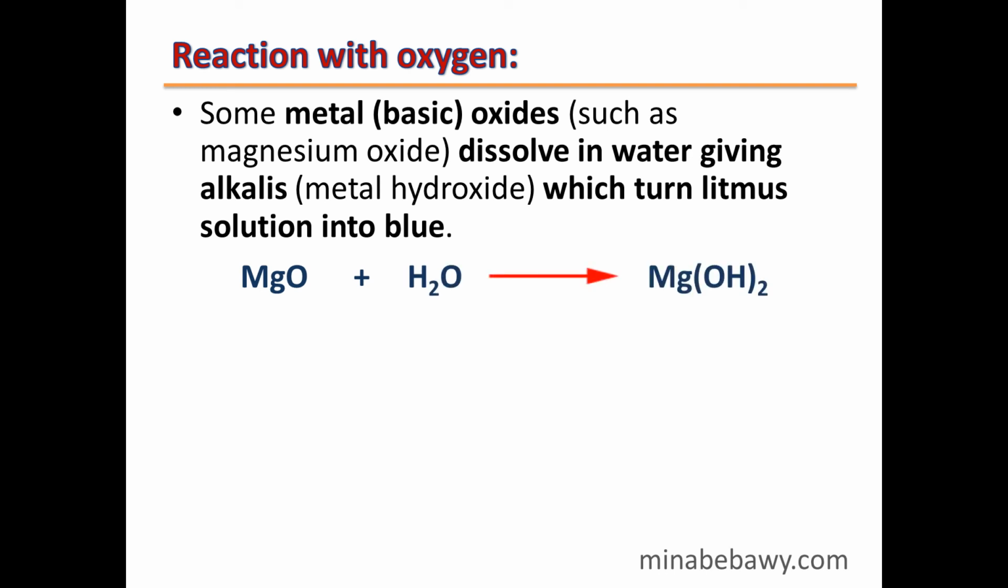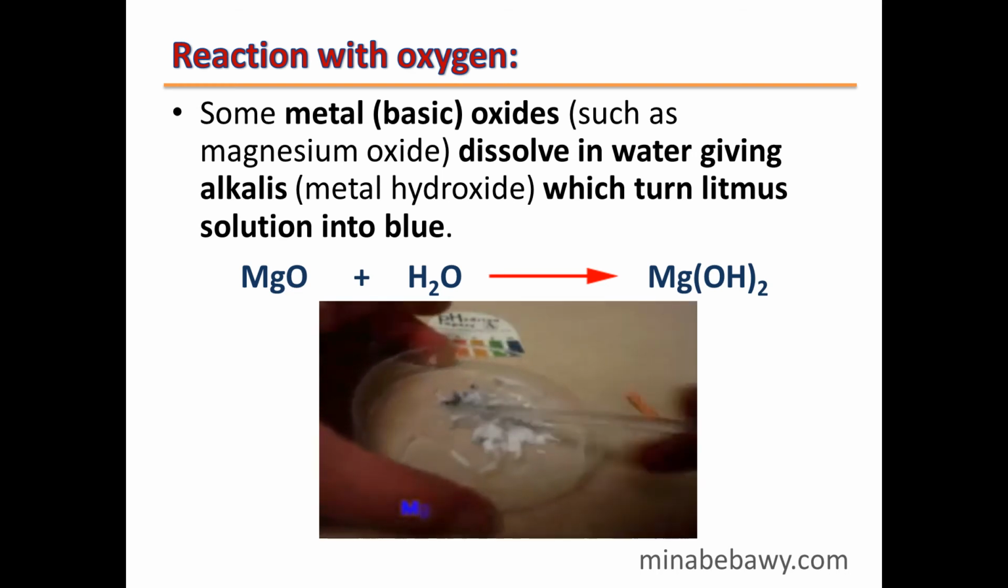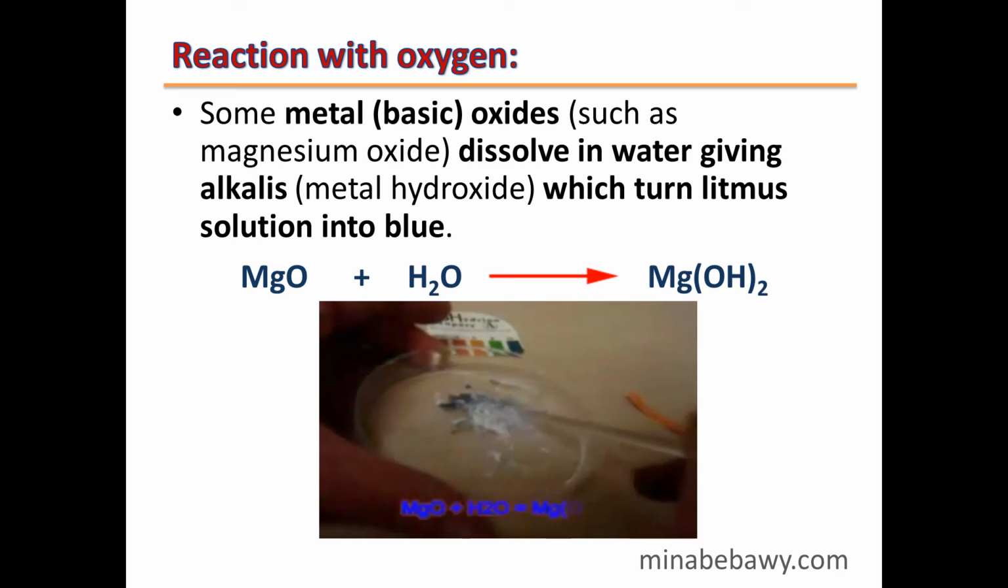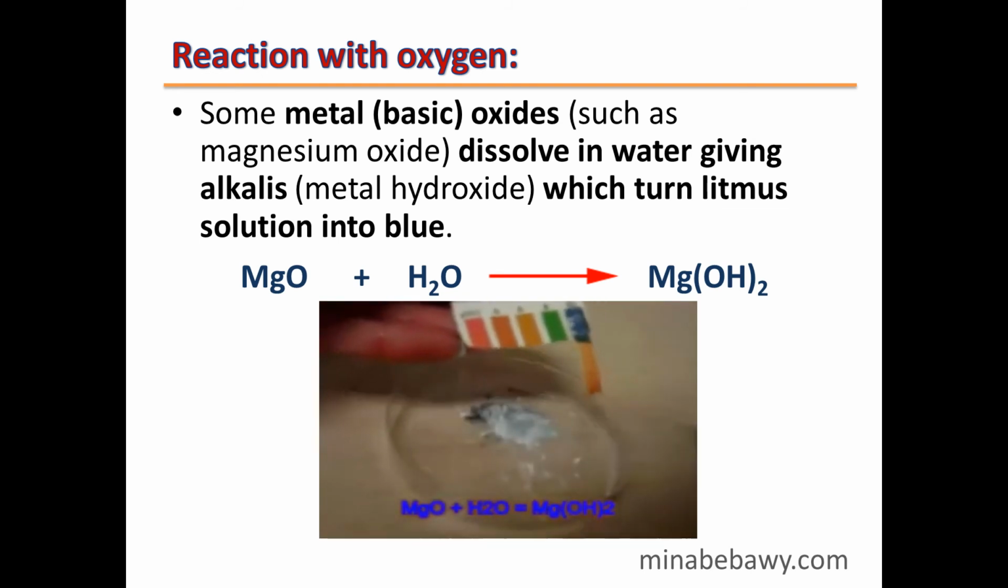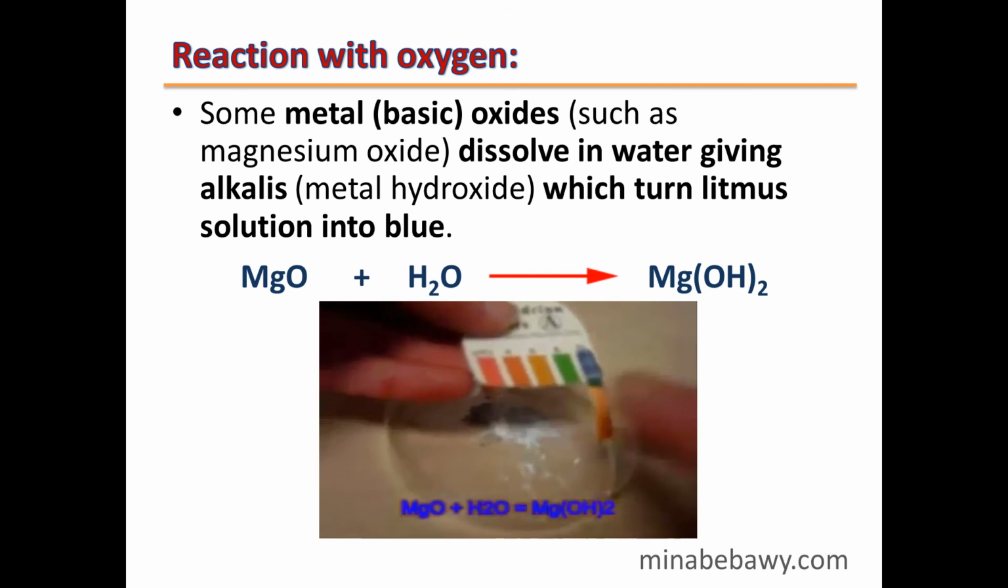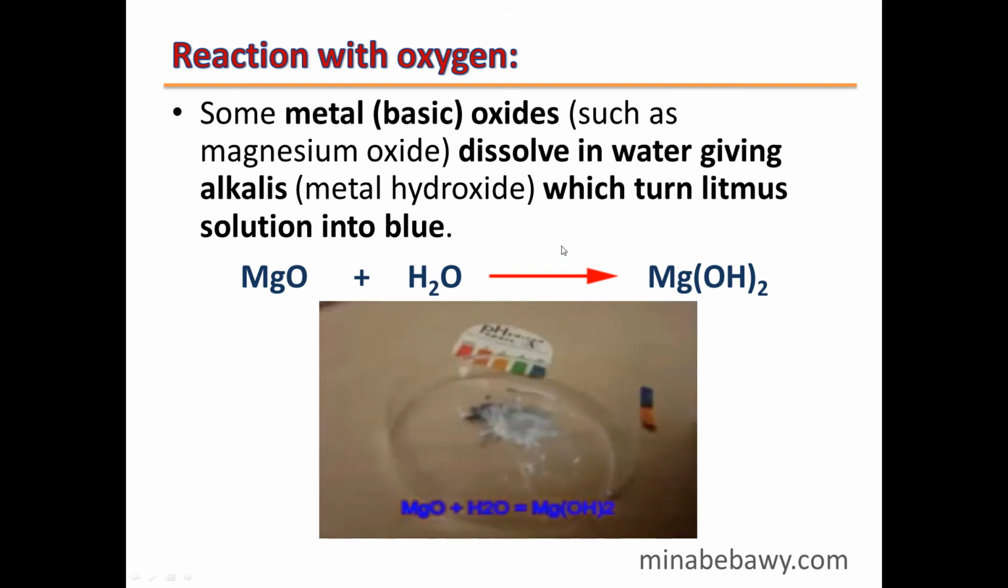Some metal or basic oxides, such as magnesium oxide, dissolve in water, giving alkalis or metal hydroxide, which turn litmus solution into blue. For example, MgO, which is magnesium oxide, plus water, H2O, gives Mg(OH)2, which is magnesium hydroxide. This is the reason that metal oxides are called basic oxides, because they dissolve in water, forming alkaline solution.